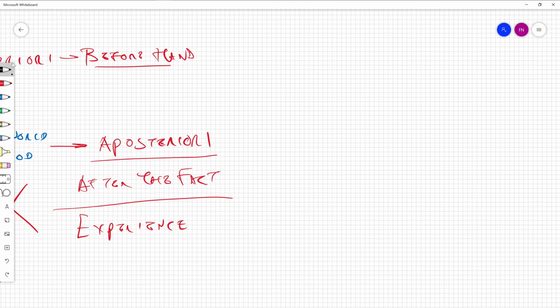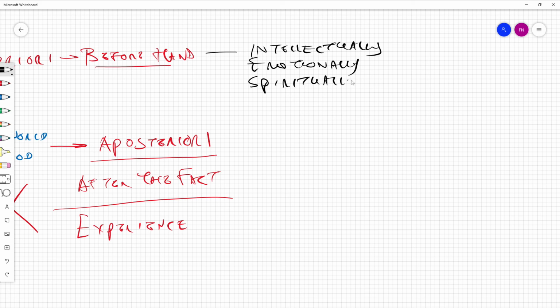Because intellectually, emotionally, spiritually, we remain in this world. How can you possibly believe in angels in the 21st century? Well, the only way you can possibly do that is because spiritually you're mired in the world that died 500 years ago.